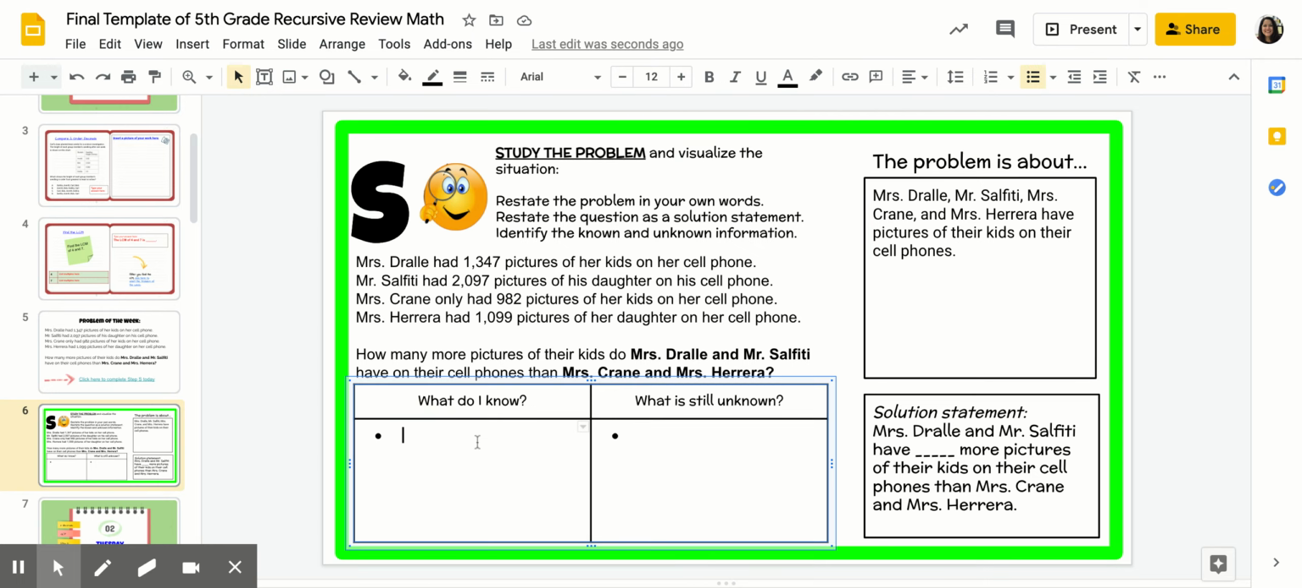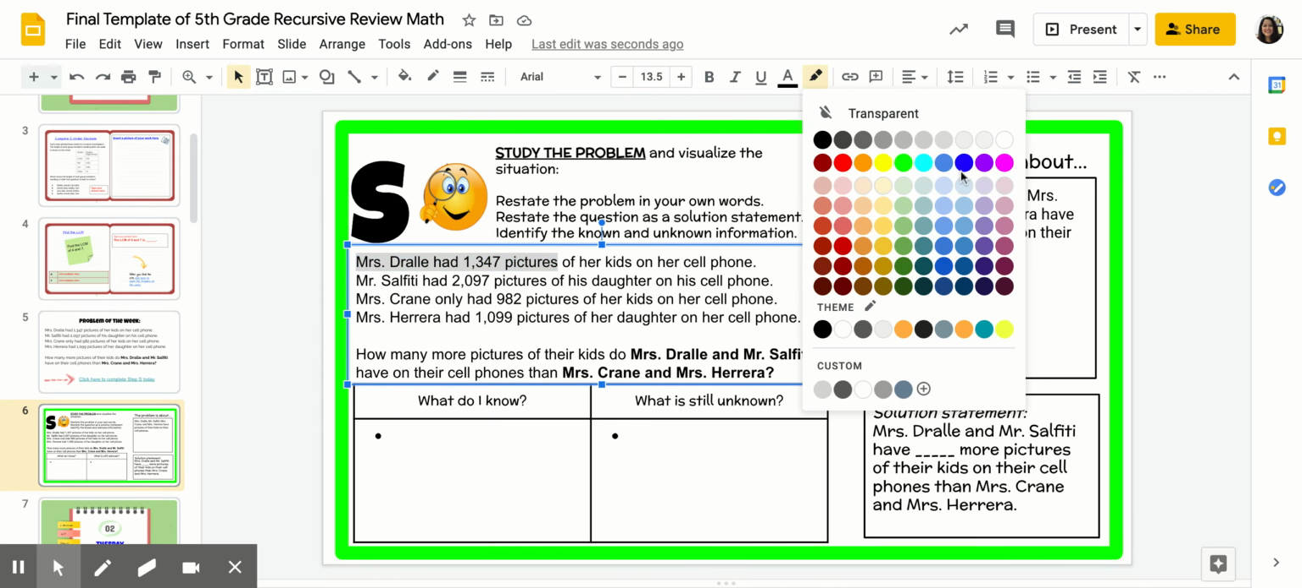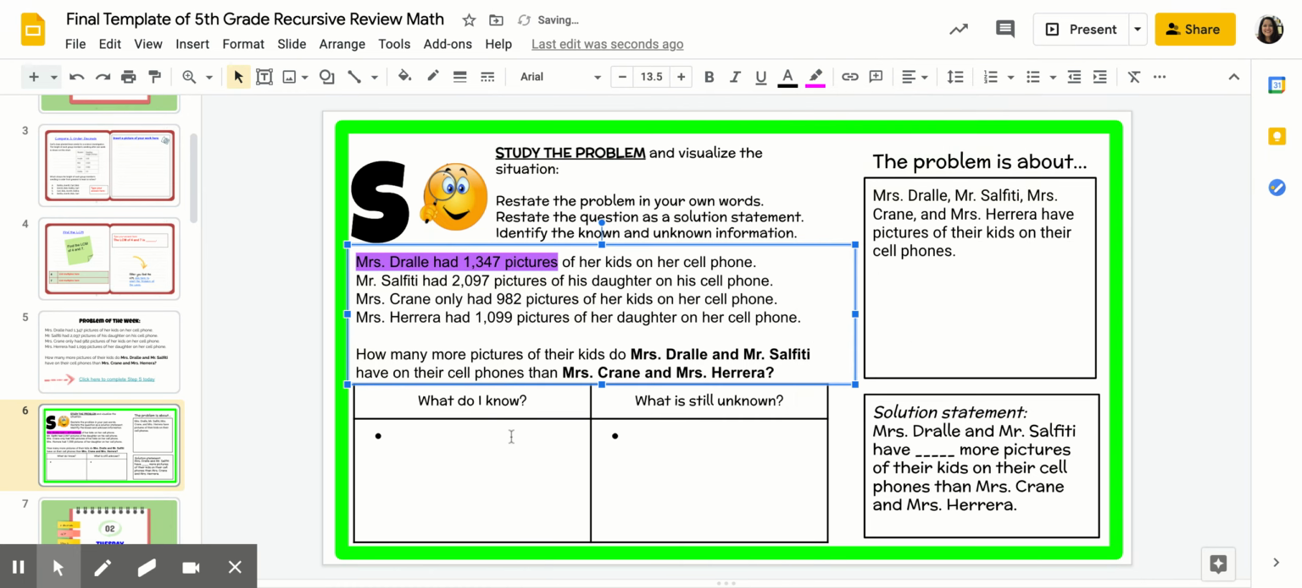Then you're going to come down here and we're going to do the known and the unknown. So what do I know? Well, the first thing I know is that Mrs. Drawley had 1,347 pictures, right? So you can highlight it if you would like to. You can come up here to this highlight color icon, pick your favorite color, and highlight it. You don't have to do that, but if you want to and you have time, you can.